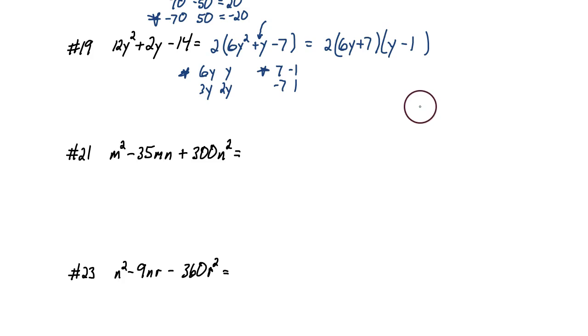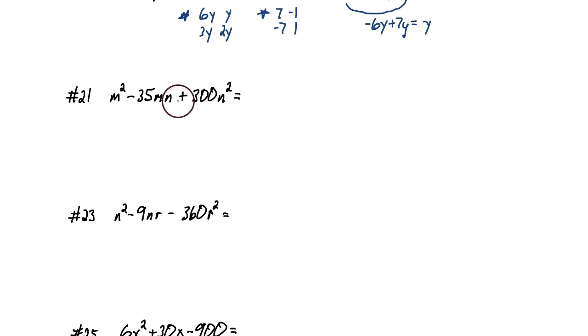Now test the outer and inner products. 6y times negative 1 is negative 6y. 7 times y is positive 7y. And these combine to positive 1y. And that is what our middle term is. If we had selected wrong, we would simply erase those numbers and try another pair from our possibilities.